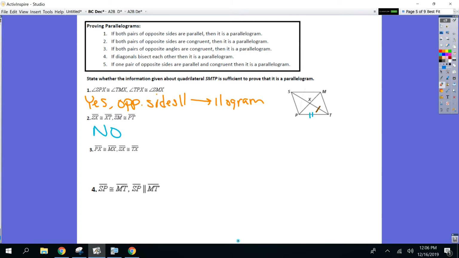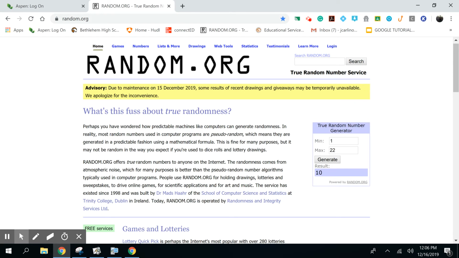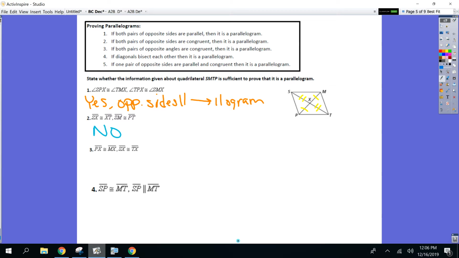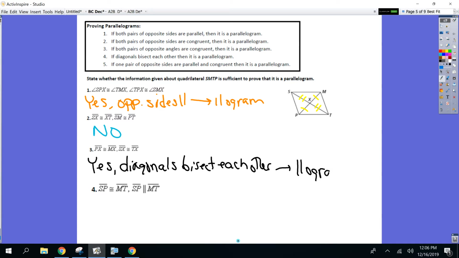All right, what about the next set of info? What do we got? PX congruent to MX, SX congruent to TX. Good enough or not? Yeah, it is. What property is being applied here? Diagonals bisect each other. Imply I have a parallelogram. Yeah, I love it.